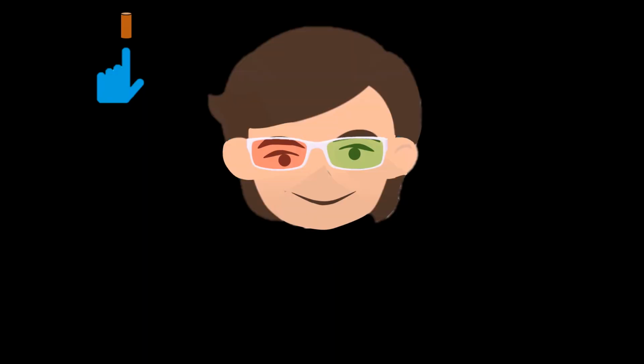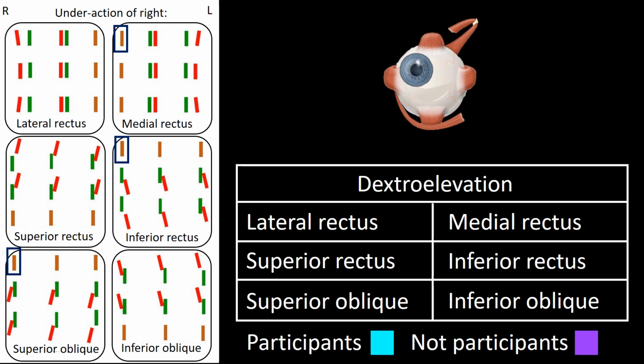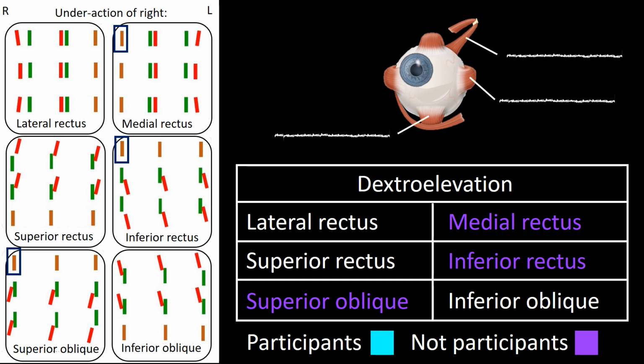We will now look at right eye dextroelevation. You can see in the composite bar diplopia chart that neither the medial rectus, inferior rectus, nor the superior oblique underactions produce double vision during dextroelevation. Hence, these muscles do not participate in right eye dextroelevation, as illustrated here. Going back to the composite chart, you can see maximal degree of diplopia occurring with lateral rectus and superior rectus underaction.